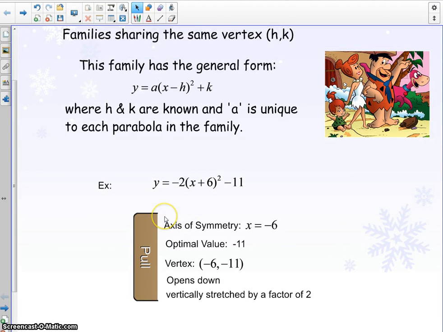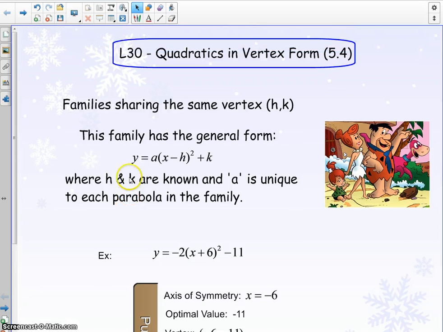We've looked at factored form, which tells us the x-intercepts or the zeros. We've looked at standard form, which tells us the y-intercept, and now this one is called vertex form, and from the title you could probably guess that it tells you the vertex, h and k.